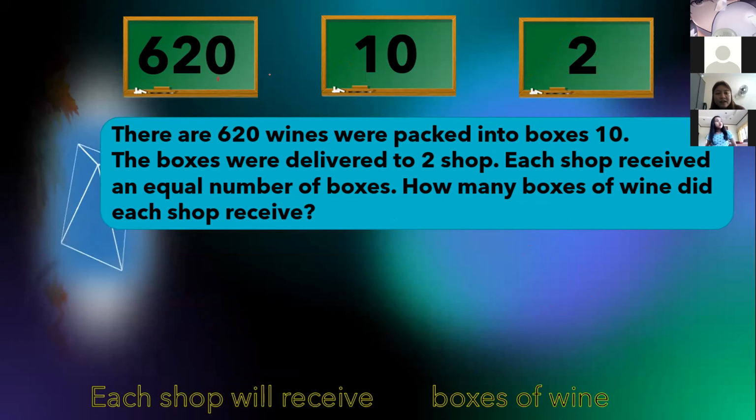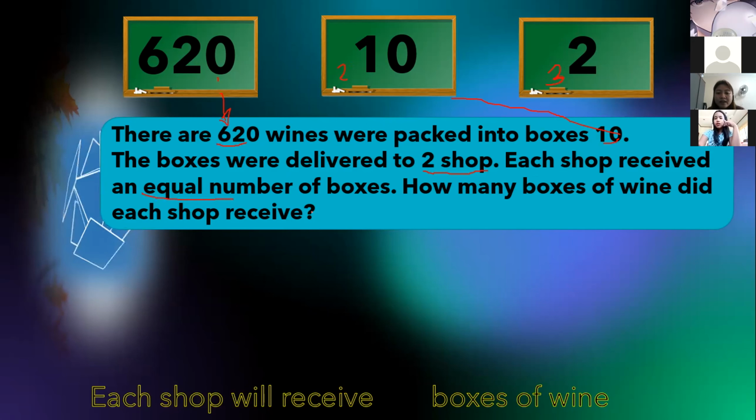So look at here. The first and second and third. So in one sentence, we have the 2 given numbers. And the second sentence here has the given number 2 shops. So again, you follow the given number, okay? And the last one is each shop receives an equal number of boxes. It means we have to find the sentence because equal means we have to divide.